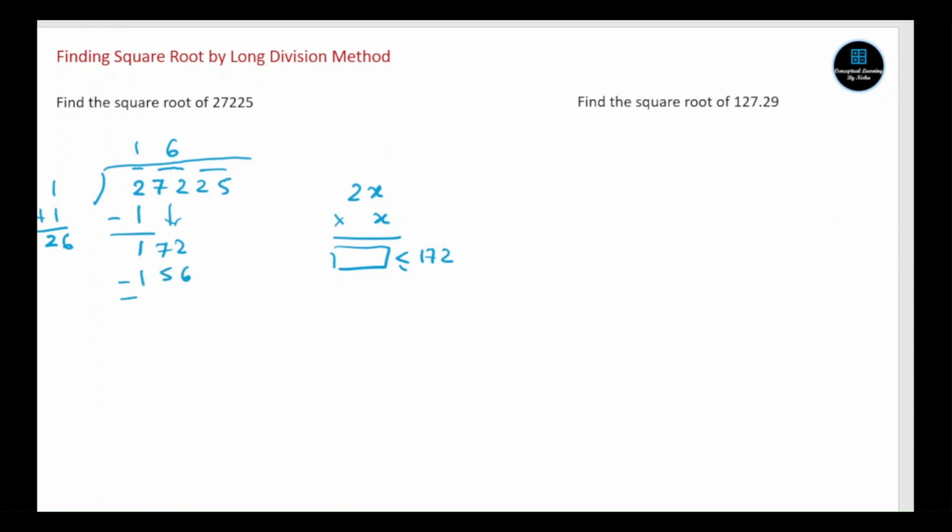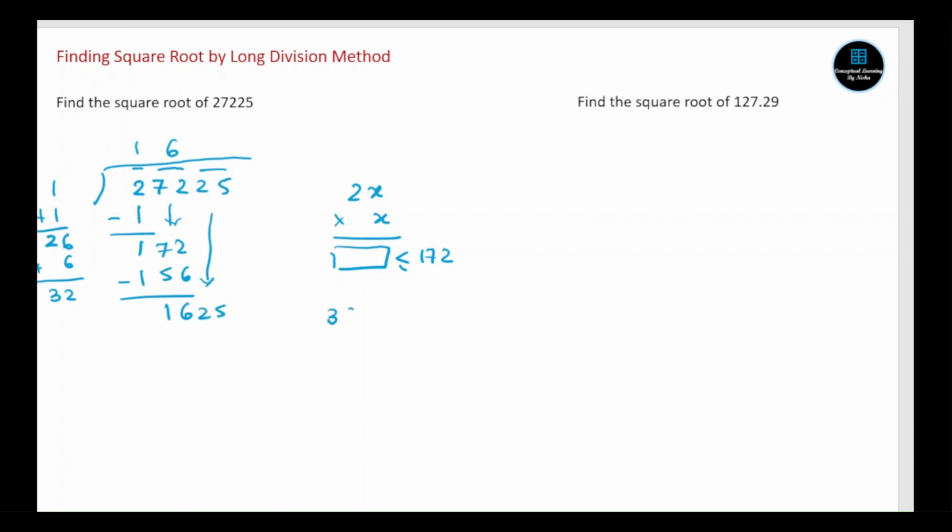I'll get 156. When I subtract, I'll get 16 here. Add 6 before you do anything. Just the same number which you are multiplying, add it over here. So what do we get? 32 here. This is a very common mistake. Most of the students forget this. Now bring 25 down.